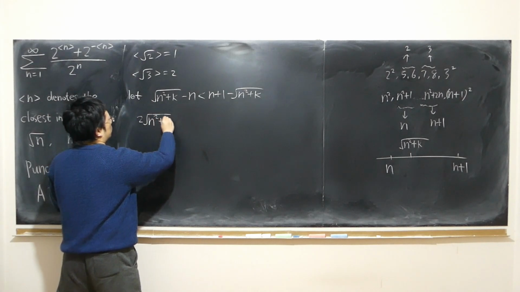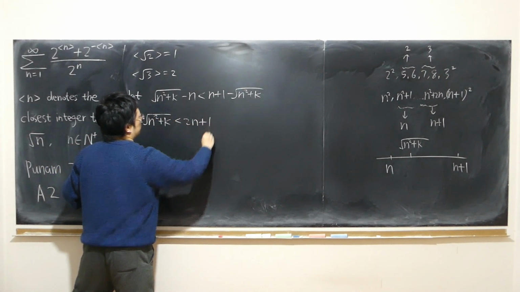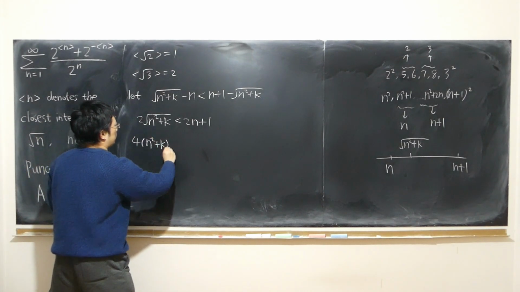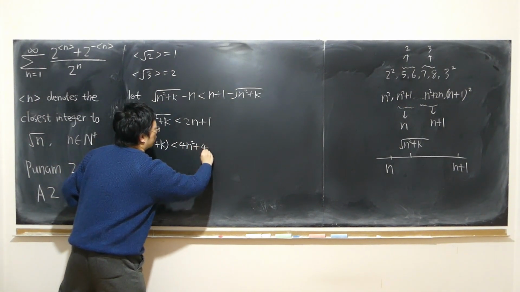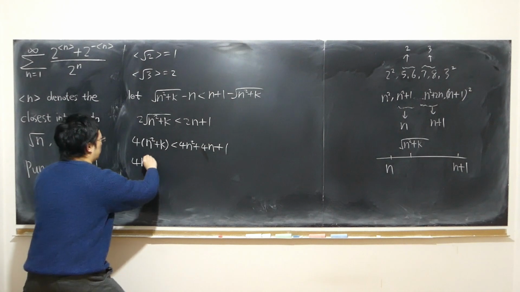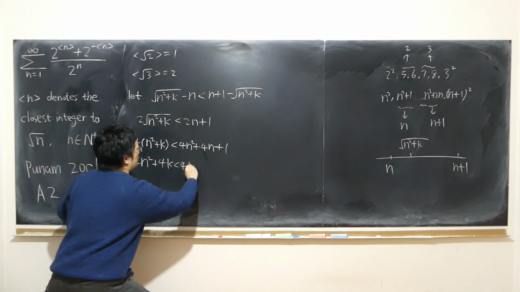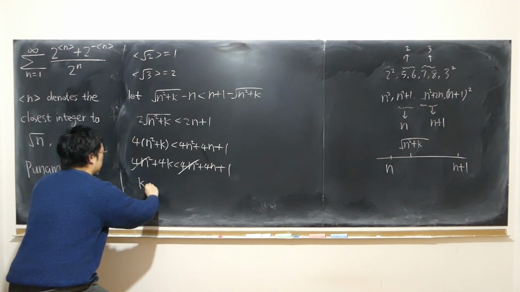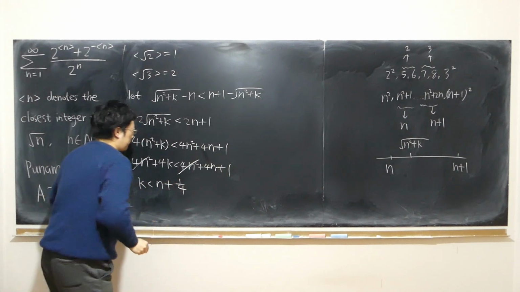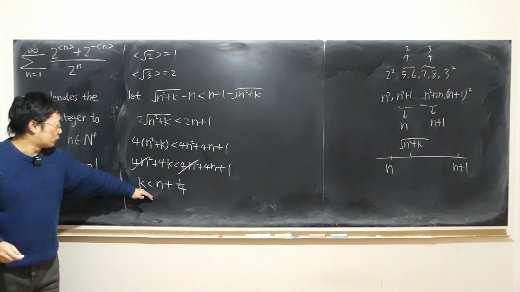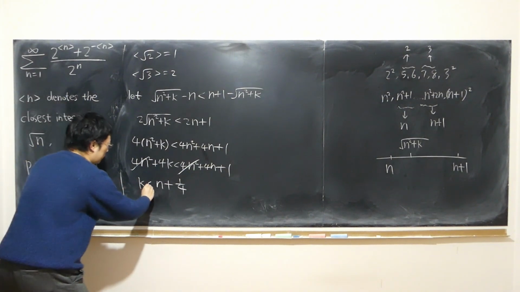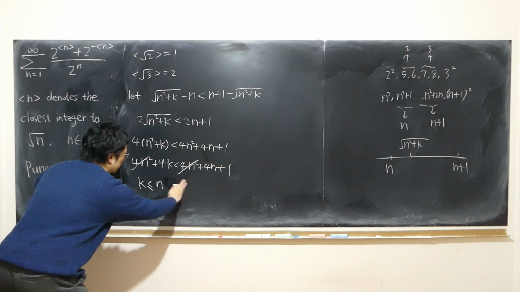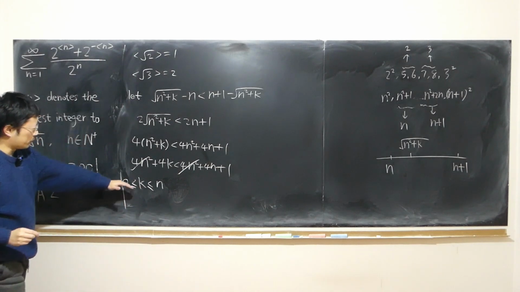Rearrange it: the square root of n squared plus k is less than (2n plus 1) over 2. Both sides are positive, so square both sides. n squared plus k is less than (4n squared plus 4n plus 1) over 4, so 4n squared plus 4k is less than 4n squared plus 4n plus 1. The 4n squared cancels. k is less than n plus 1 over 4. So k cannot be a decimal, right? But it could be equal to n, that's fine. So k is less than or equal to n, and greater than or equal to 0: 0, 1, 2, 3, all the way up to n.